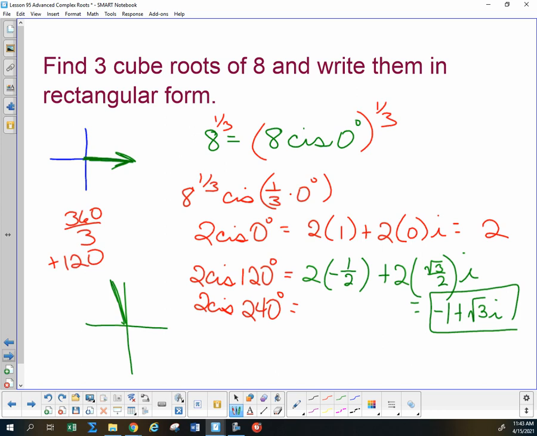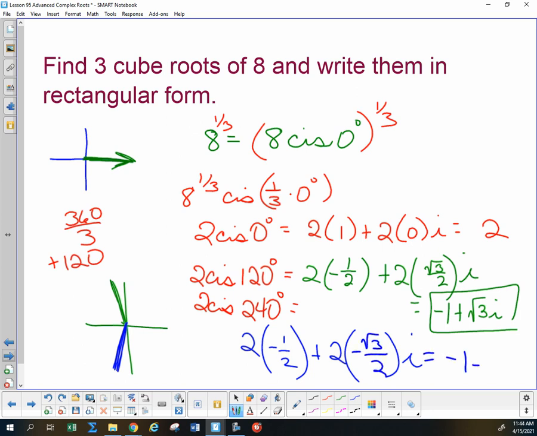Now let's do 240 degrees. That puts us down pretty low here in the third quadrant. So I need cosine and sine in that quadrant. So Reagan, can you help me out with cosine for 240? It is negative a half. Jeff, what about sine of 240? Negative root 3 over 2, and I want to see those substitutions, just like what I wrote down here. So negative 1 minus root 3 times i.